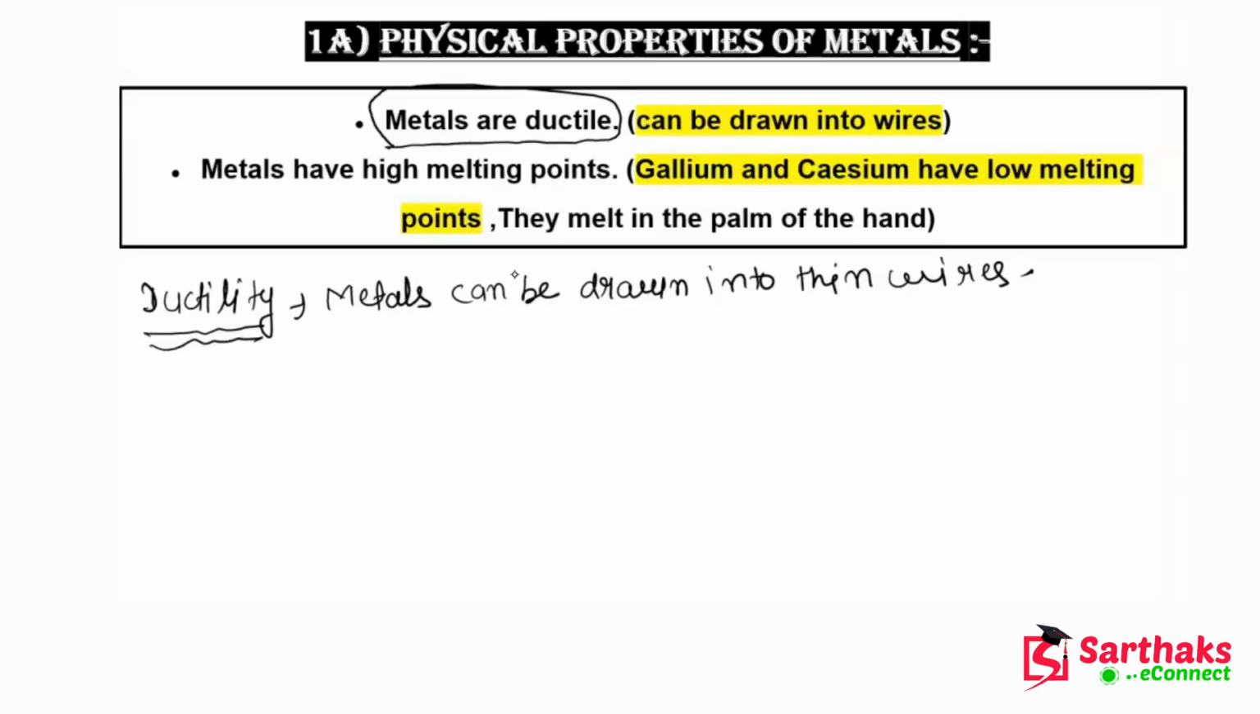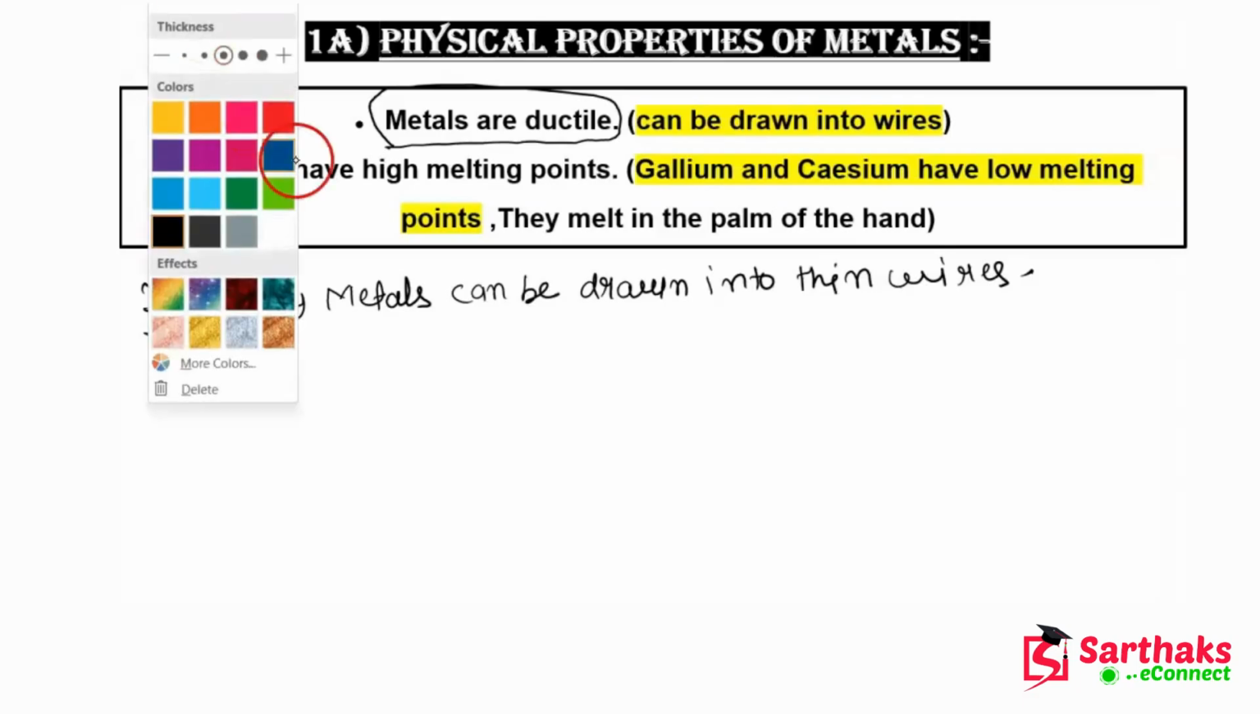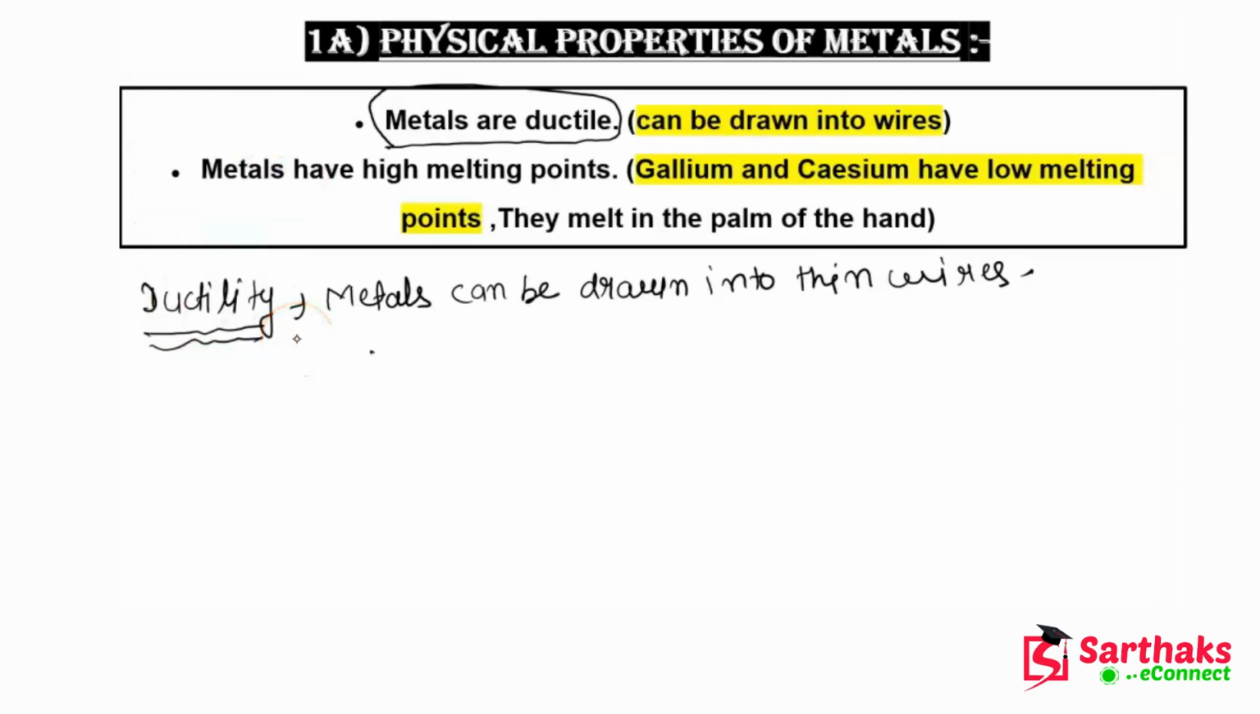Now guys, if I give you a basic idea of how ductile a metal can be, let me write it here. If you want to see how much a metal can be ductile, if you take 1 gram of silver, then you can make a 2 kilometer long wire from 1 gram of silver. Okay, let's suppose you are taking Ag. Ag is the symbol of silver. So if you take 1 gram of silver, then you can make a 2 kilometer long wire.